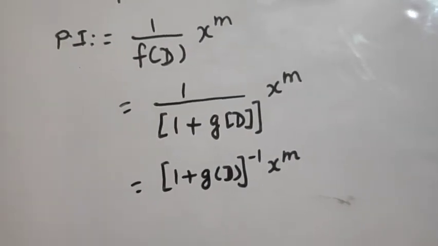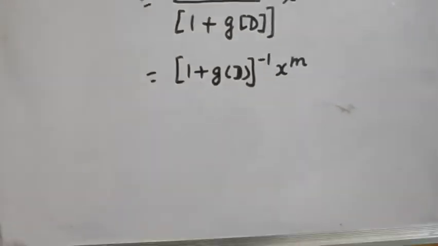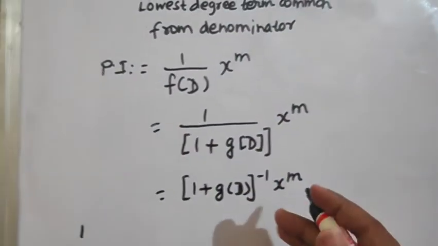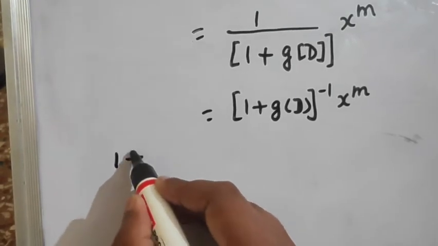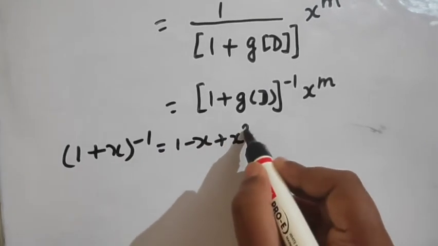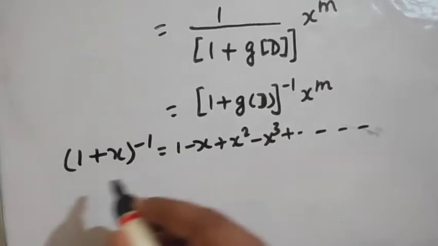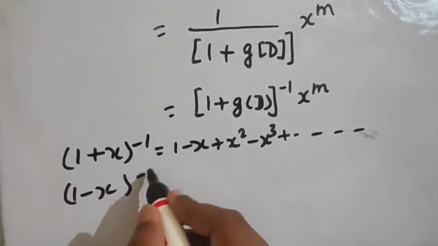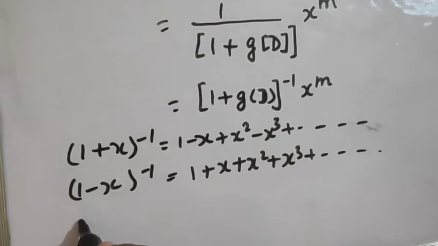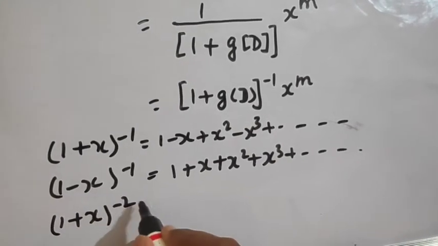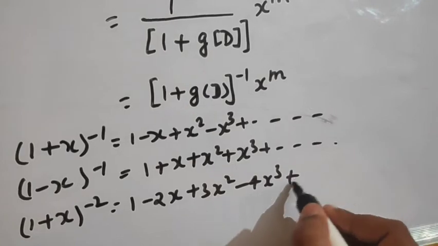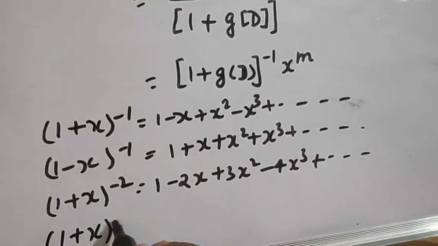And then you use some binomial expansions, which I will be writing down. So concentrate. If you are not getting clear with this, we will move ahead with questions, and it will be all clear. Let's look at the expansions first. 1 plus x power minus 1 is 1 minus x plus x square minus x cube and so on. Then 1 minus x power minus 1 is 1 plus x plus x square plus x cube and so on. 1 plus x power minus 2 is 1 minus 2x plus 3x square minus 4x cube and so on.